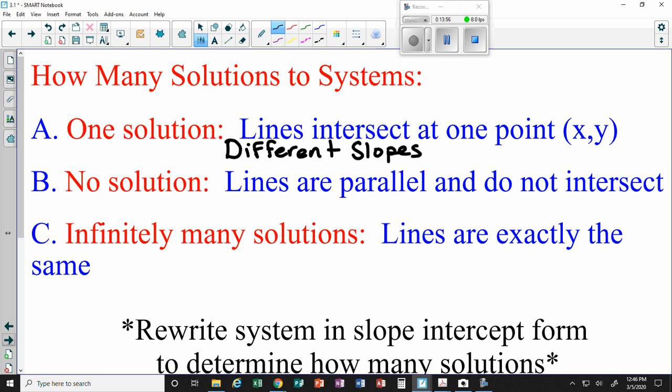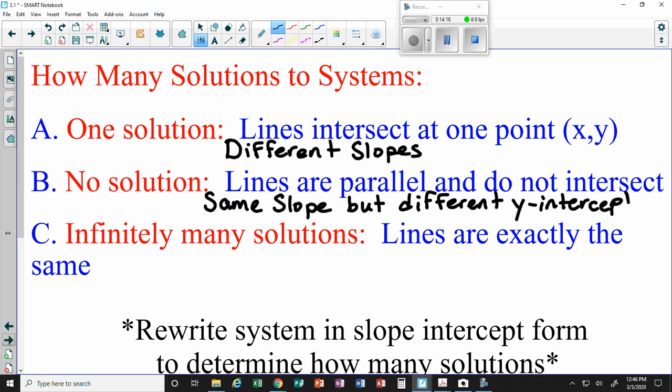Okay. No solution. Okay, lines are parallel but do not intersect. Okay, so what do we know about parallel lines? They have the same slope, but different y-intercepts.